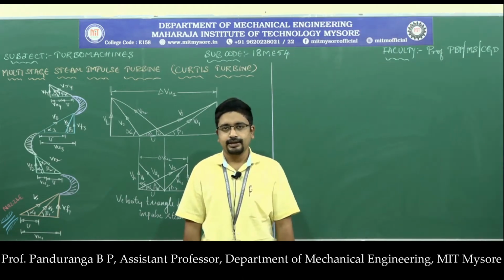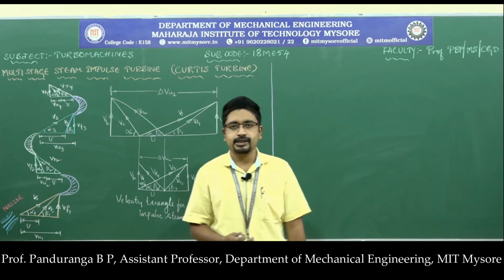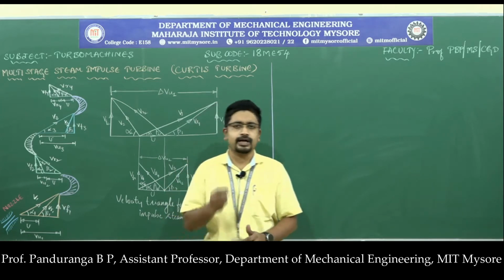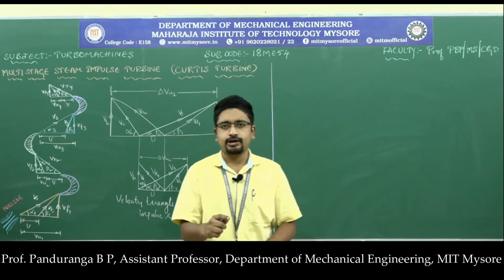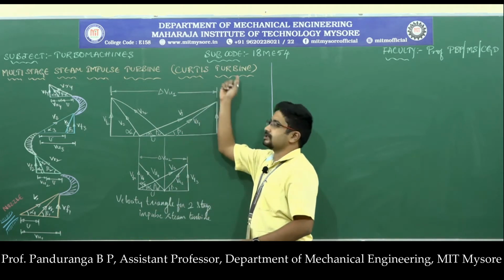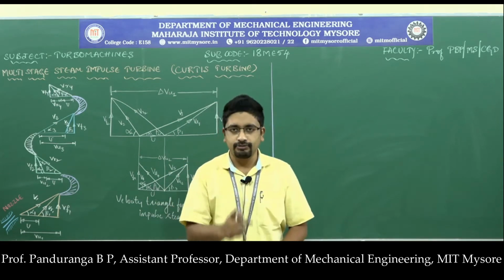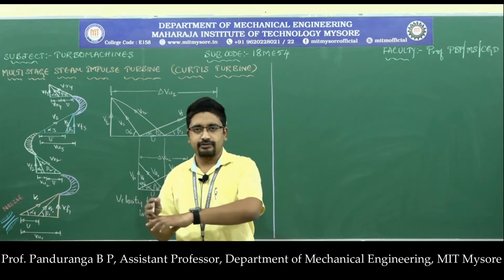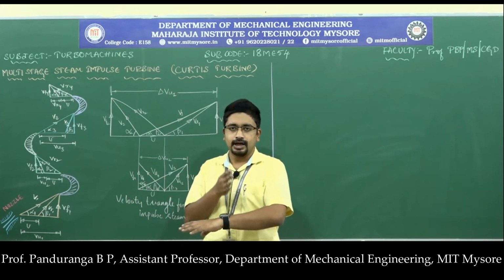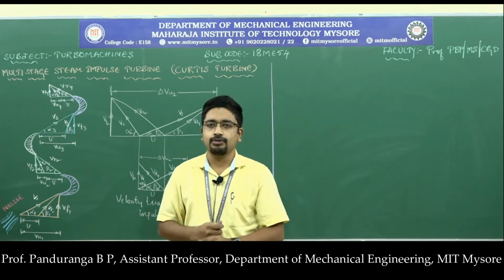Welcome back. In today's class, we will see how to analyze a multi-stage impulse steam turbine. So here, for the simplicity of analysis, we are considering a two-stage velocity compounded impulse steam turbine, which is also known as Curtis turbine. So Curtis turbine has two sets of moving blades mounted on the same shaft. So you have the nozzle, then you have the first row of moving blade, then you have the fixed blade, and at the end you have another row of moving blade.